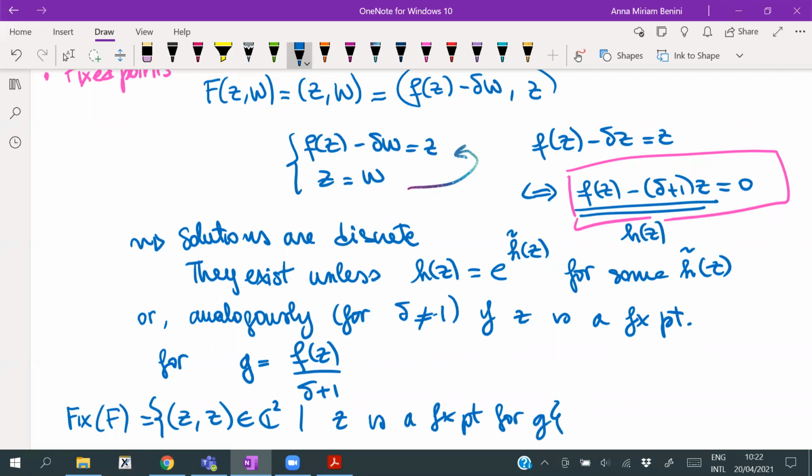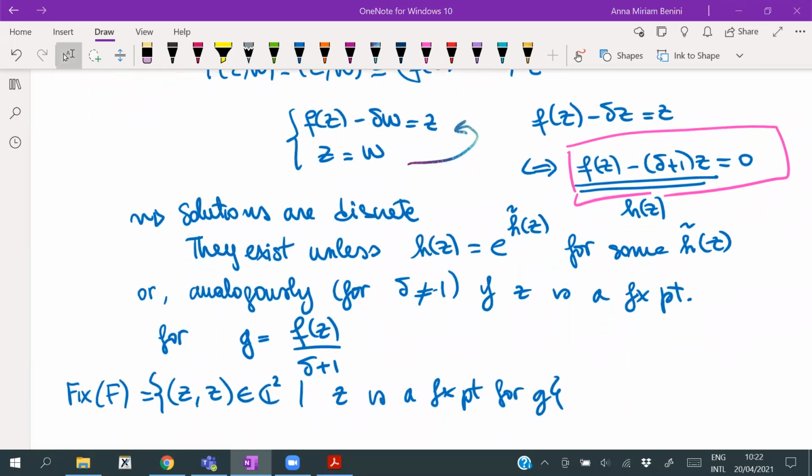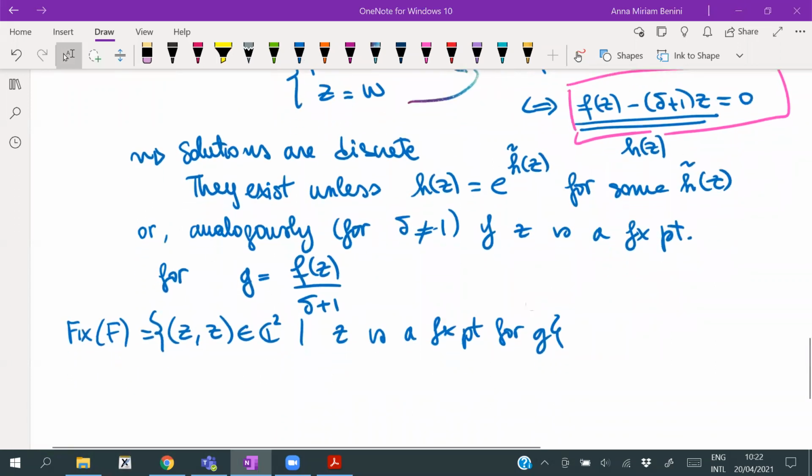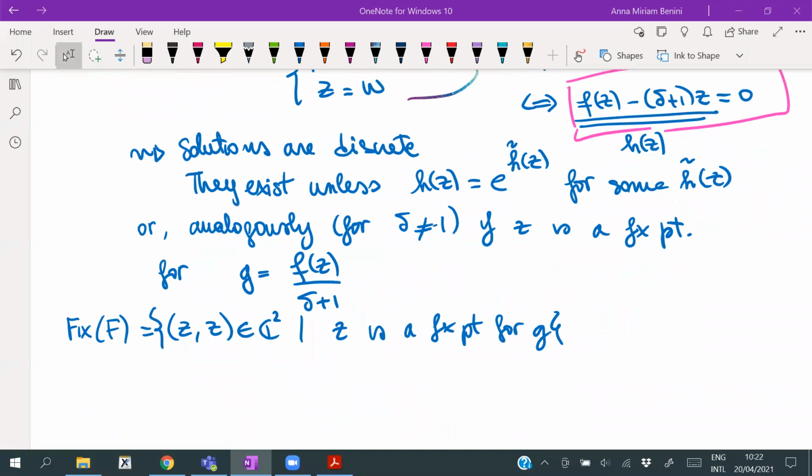And again, we know that there are entire functions without fixed points, but there are not many. Unless g is of the special form of entire functions without fixed points, which basically goes back to this representation of entire functions without zeros, then you have fixed points, but not in general for every transcendental Henon map.